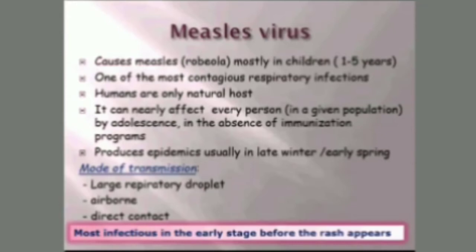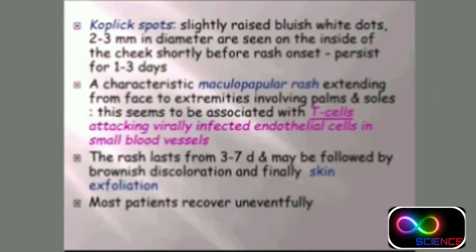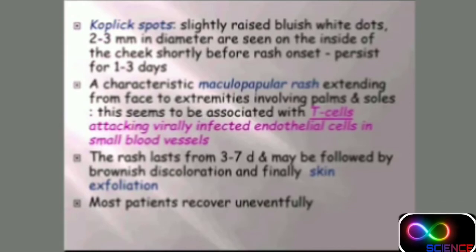After the Koplik spots, there is a characteristic maculopapular rash extending from the face to the extremities, involving palms and soles. This is associated with T cells attacking the virally infected endothelial cells in the small blood vessels. So this is the pathogenesis of the typical rash of measles: the T cells attack the virally infected endothelial cells, there are signs of inflammation, and there is a typical maculopapular rash. The rash lasts for 3 to 7 days and may be followed by brownish discoloration and finally skin exfoliation.